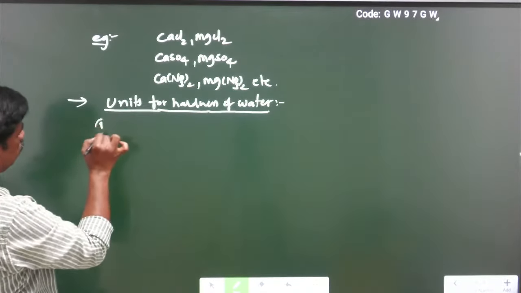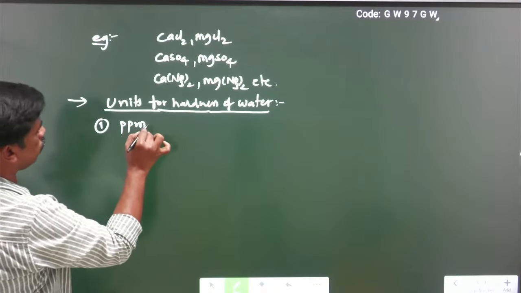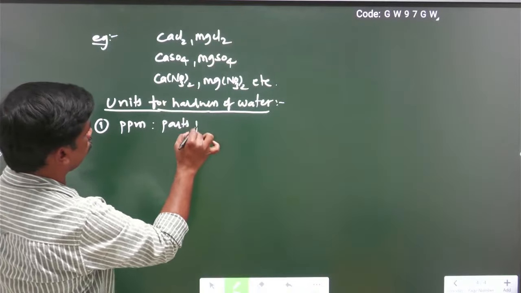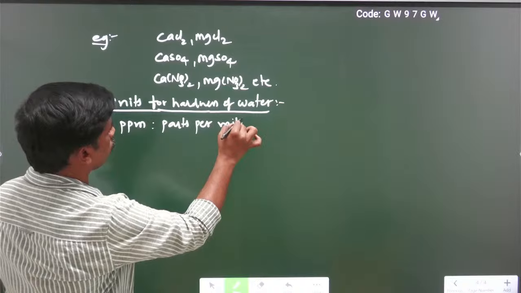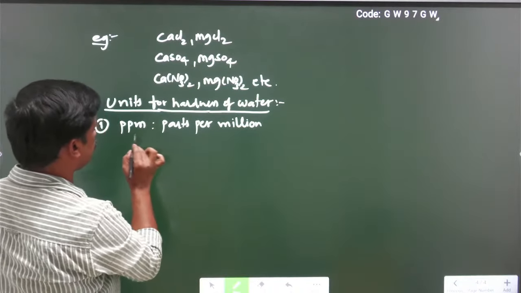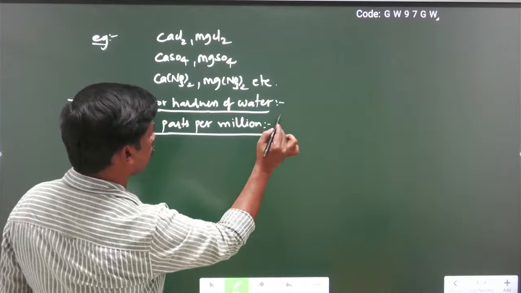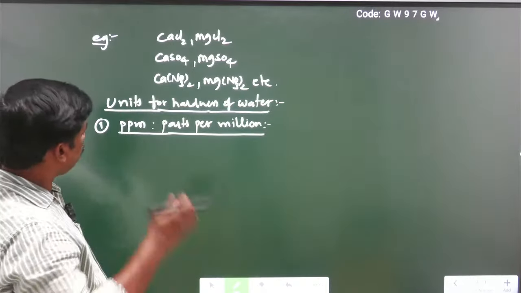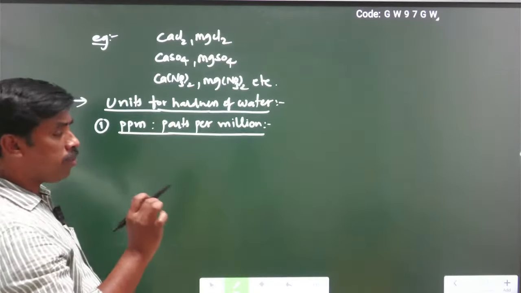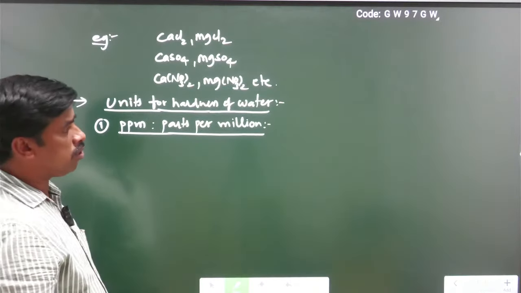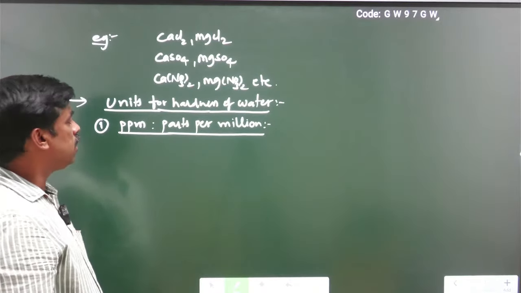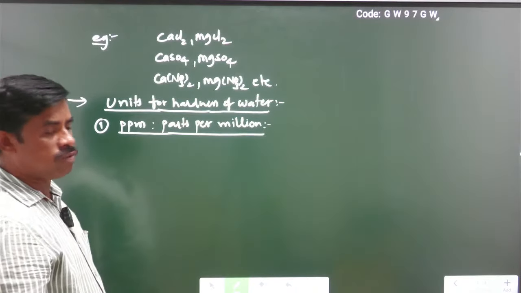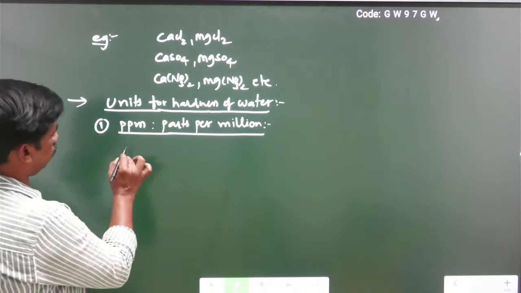Here the first unit is ppm, parts per million. ppm means parts per million, its full form. Here what is the definition of ppm? 1 part of CaCO3 equivalent hardness present in 10 to the power of 6 parts by weight of water is known as ppm.